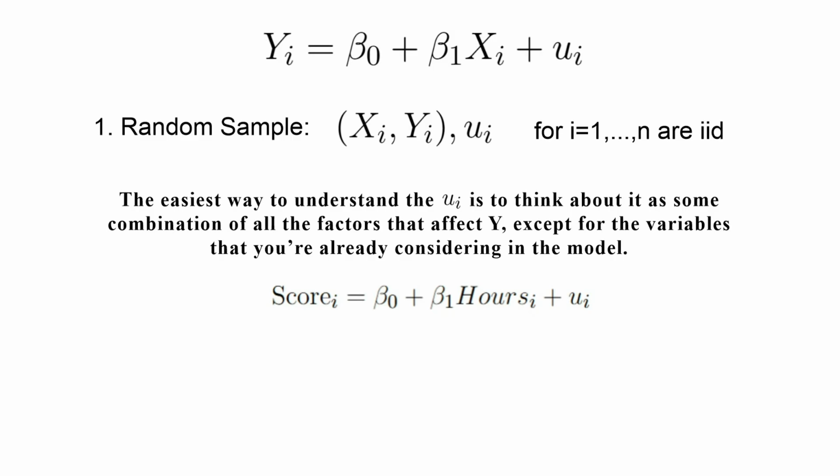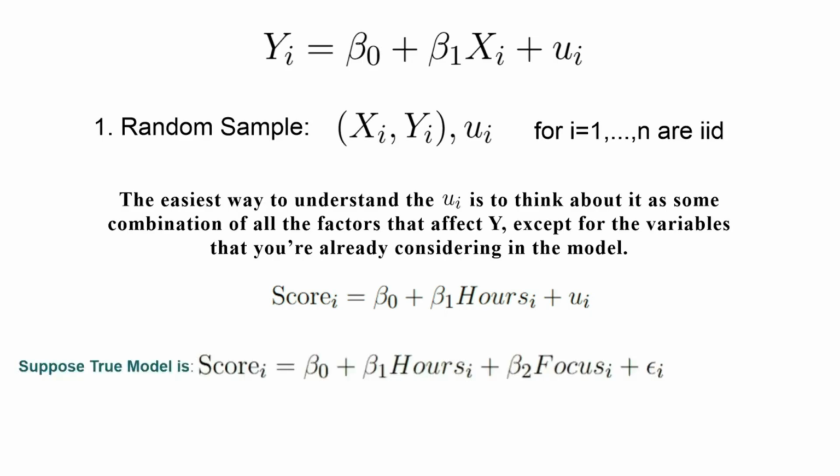This means that the error or u_i in this model represents some combination of all the factors that affect the exam score for student i, except for the variable hours studied. Now suppose that the true model is this one. So exam score actually depends on 2 variables, hours studied and the focus level of a student. Of course, in reality, exam score should really depend on more variables, and there should also probably be a nonlinear relationship between the exam score and some of the x variables. But for simplicity, let's just assume that this is the true model.